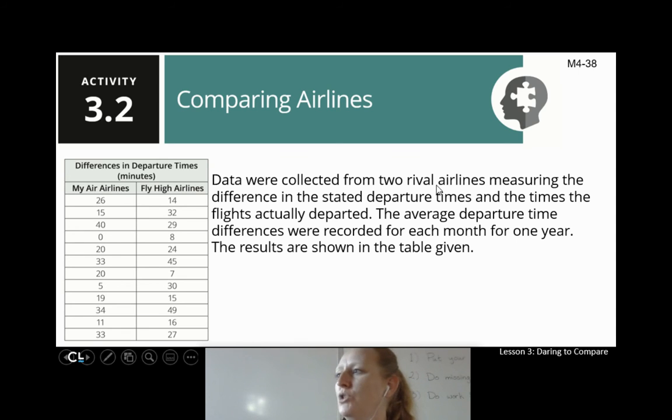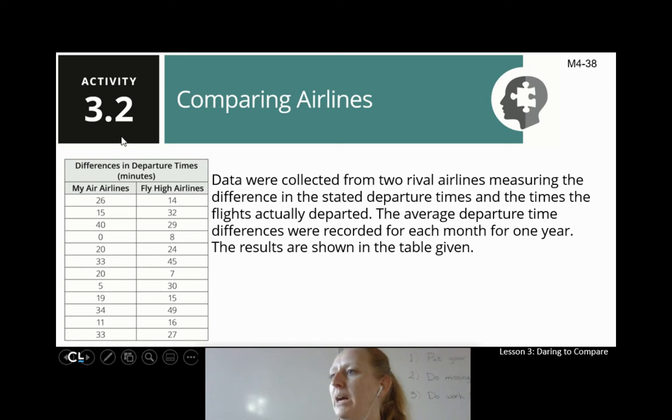So now let's compare some airlines. Data were collected from 2 rival airlines, measuring the difference in the stated departure times and the times the flights actually departed. So it was supposed to leave at a particular time, and this one left 14 minutes later. This one left 7 minutes later. Check it out. This one left 49 minutes later. Oh, I hate it when that happens. The average departure time differences were recorded for each month for 1 year. The results are shown in the table.